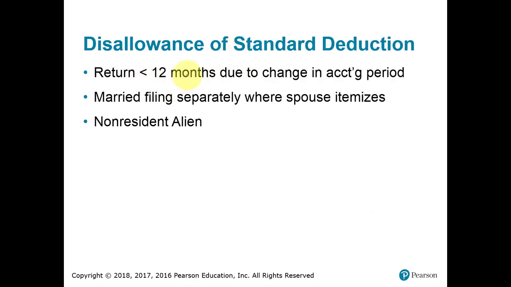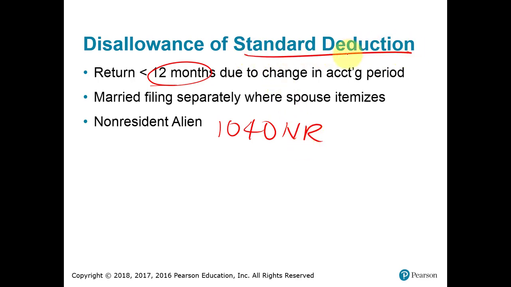Let's see. I've never seen an individual report a tax return less than 12 months. So this is not a common situation here. Non-resident aliens would prepare a form called 1040 NR, and they cannot claim a standard deduction. Yeah, they have to itemize if anything.